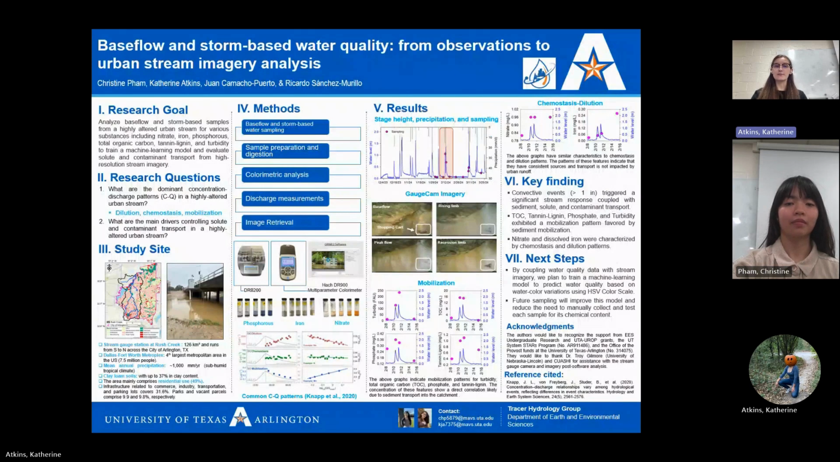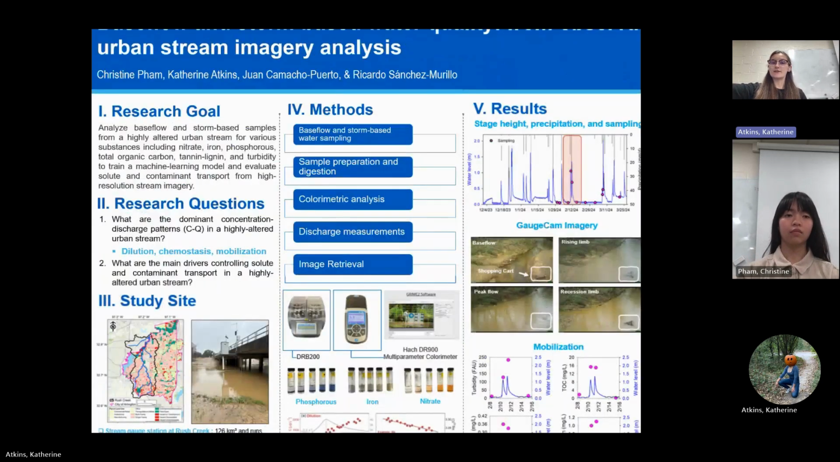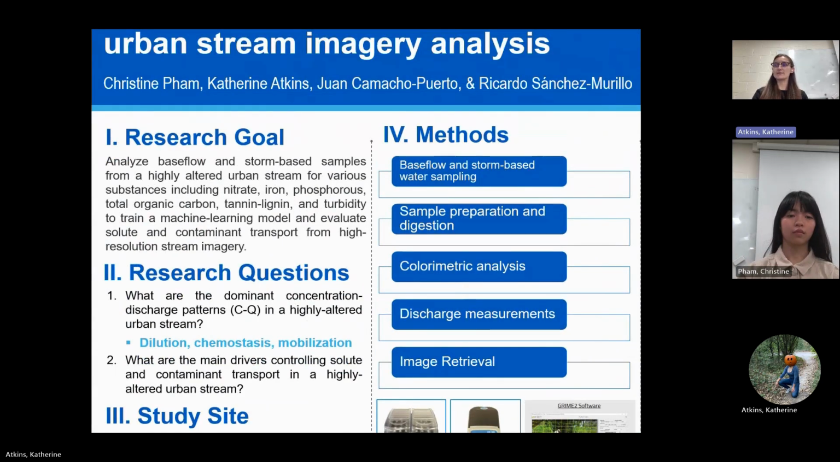We'll be presenting on base flow and storm-based water quality, from observations to urban stream imagery analysis. Our research is a preliminary study to analyze base flow and storm-based samples from a highly altered urban stream for various substances, including nitrate, iron, phosphorus, total organic carbon, tannin, lignin, and turbidity, to ultimately train a machine learning model and evaluate solute and contaminant transport from high-resolution stream imagery.